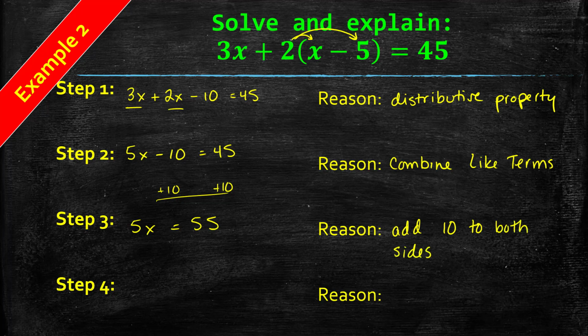And then finally, we'd be dividing both sides by 5, which would give us our answer of x equals 11. So the reason: divide both sides by 5. And that's all there is to that one. So you're basically just going through and solving it, and each step you're telling me what you're doing. So here, each of those 4 steps you tell me what you're doing. Okay? It's as easy as that.